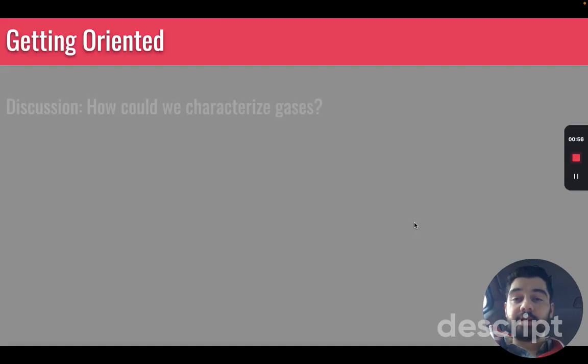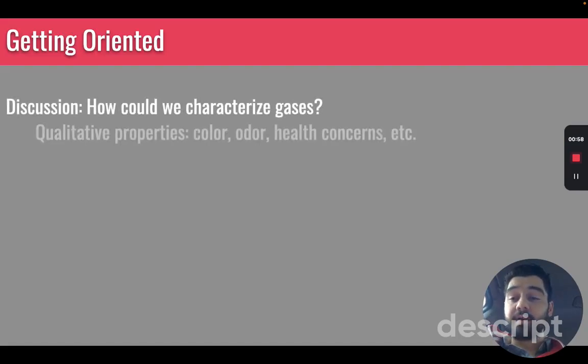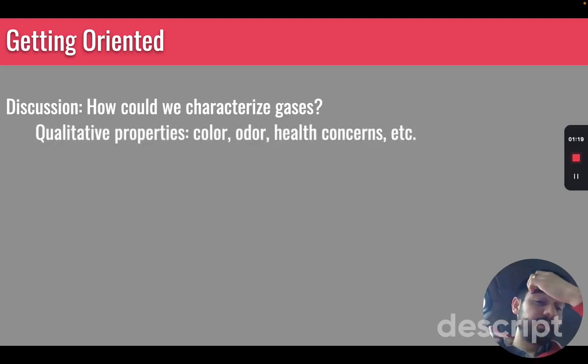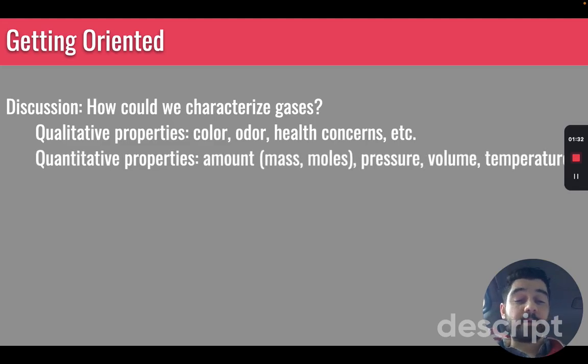So starting out the unit, just getting oriented, I would plan on doing a quick discussion. It says discussion like this is a long drawn out thing, but this could be just a 5-minute intro to talk about, okay, we're going to learn about gases. Let's get our brains rolling and think about, as a chemist, what could we measure or observe about gases? We could talk about some qualitative properties of gases that we could investigate, such as the color, the odor, whether it's toxic or dangerous for human consumption or anything like that. And then we could talk about maybe some quantitative properties of gases.